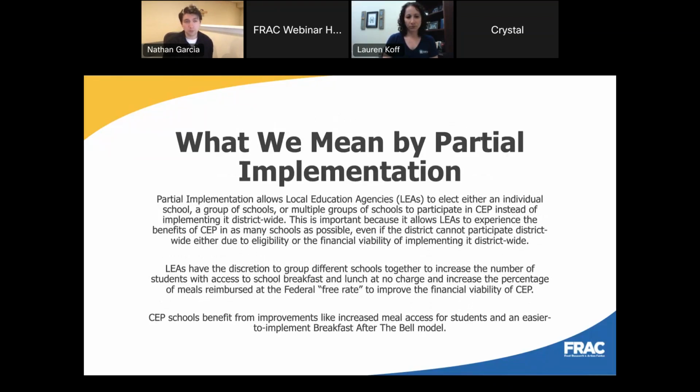So what we mean by partial implementation is that it allows local education agencies, or LEAs, to elect either an individual school, a group of schools, or multiple groups of schools to participate in CEP instead of implementing it district-wide. This is important because it allows LEAs to experience the benefits of CEP in as many schools as possible, even if the district cannot participate district-wide, either due to eligibility or financial viability. LEAs have the discretion to group different schools together to increase the number of students with access to school breakfast and lunch at no charge, and increase the percentage of meals reimbursed at the federal free rate to improve the financial viability of CEP. CEP schools benefit from improvements like increased meal access for students and an easier to implement breakfast after the bell model.